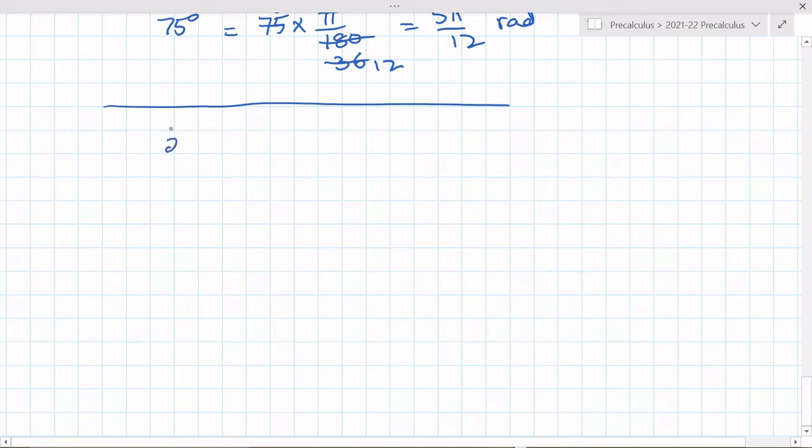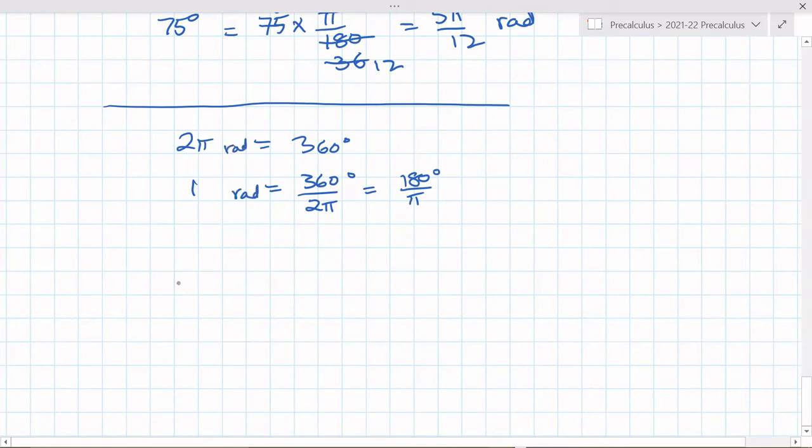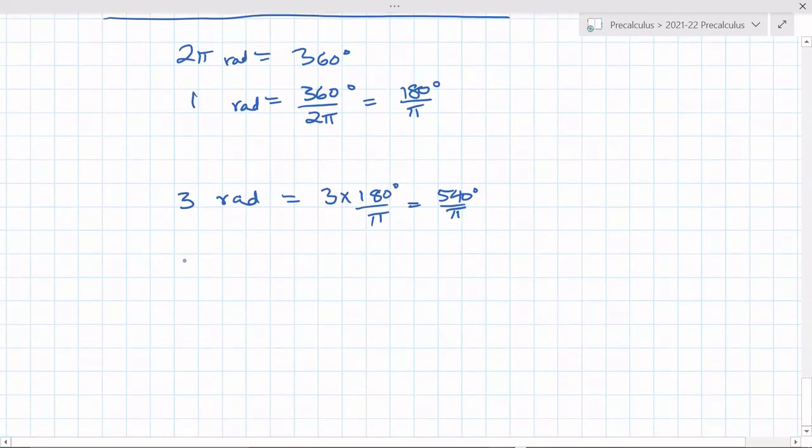If you're going from radian to degrees, we know that 2 pi is 360 degrees, right? And 1 radian is 360 over 2 pi degrees, or 180 over pi degrees, right? This is radian. So what is 3 radian equal to? 3 times that, because you multiply both sides by 3. So 3 times 180 over pi, so 540 over pi degrees, right?